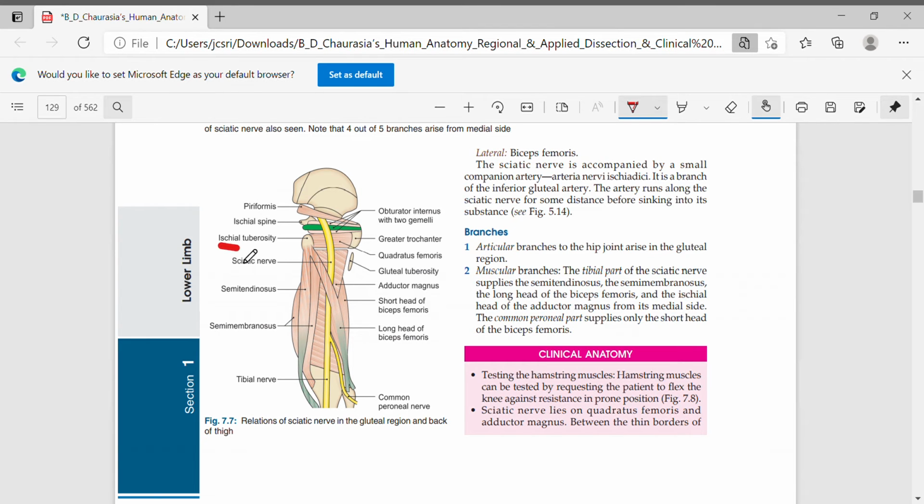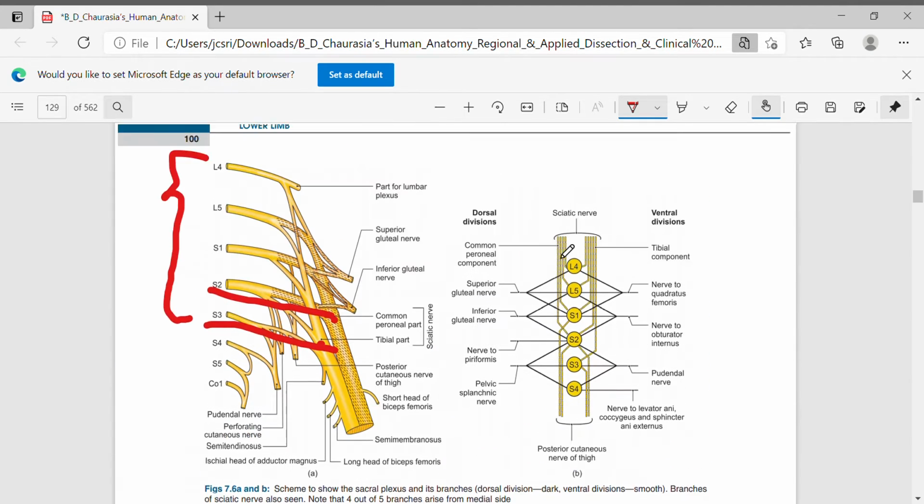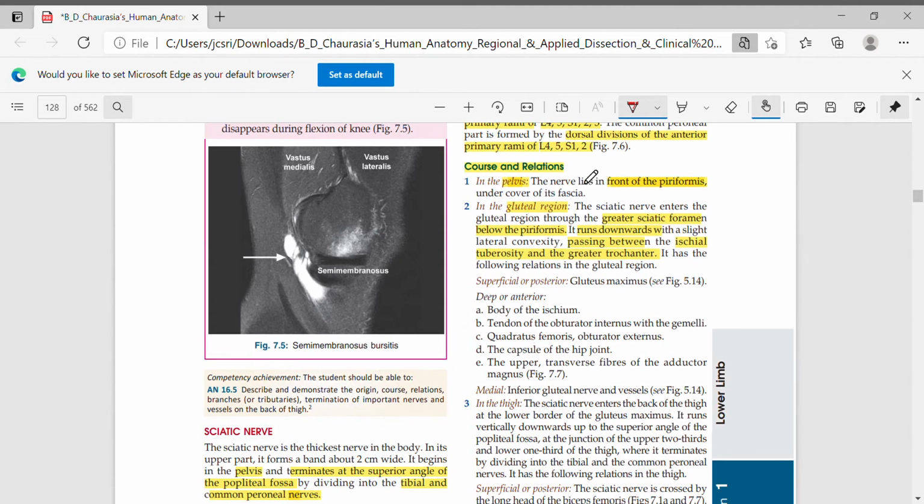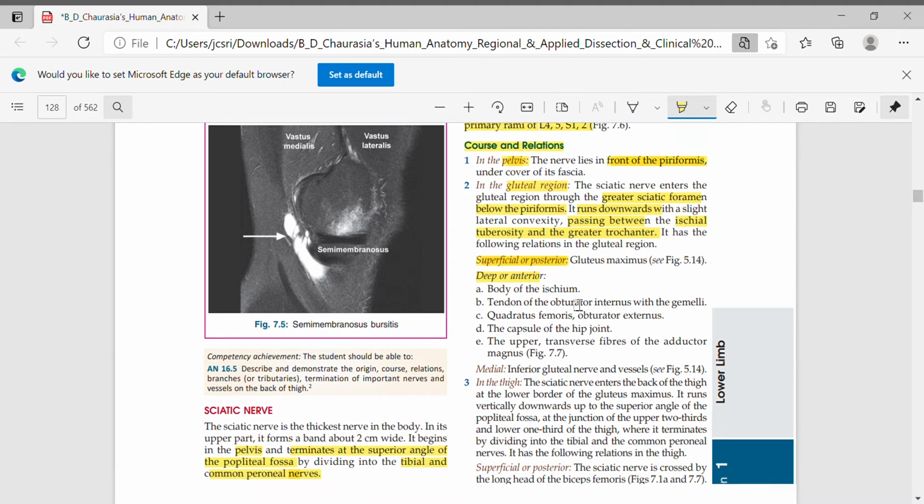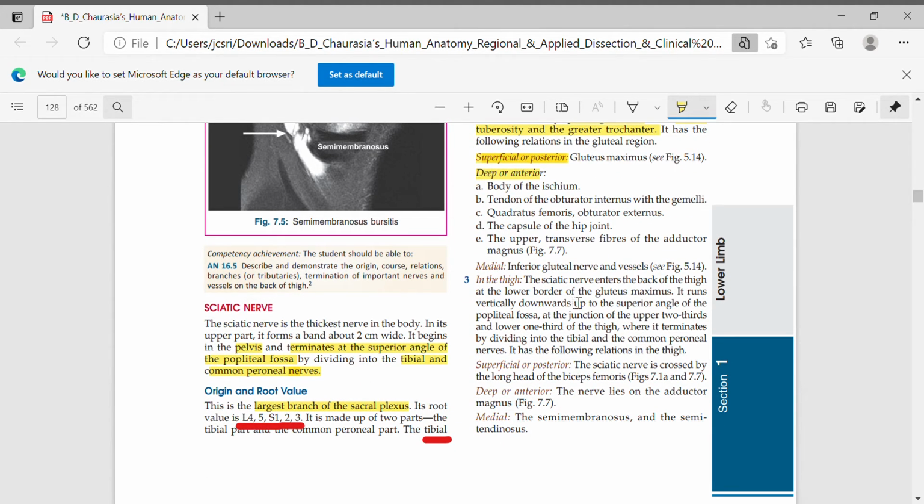Because between those two things, you can see the sciatic nerve passing through it. Okay, this is very important in the case of the gluteal region. So once the gluteal region is completed, it has the following relations. You have to know the relations in the gluteal region. So anterior or deep, and posterior or superficial. That is what we saw in the popliteal artery also.